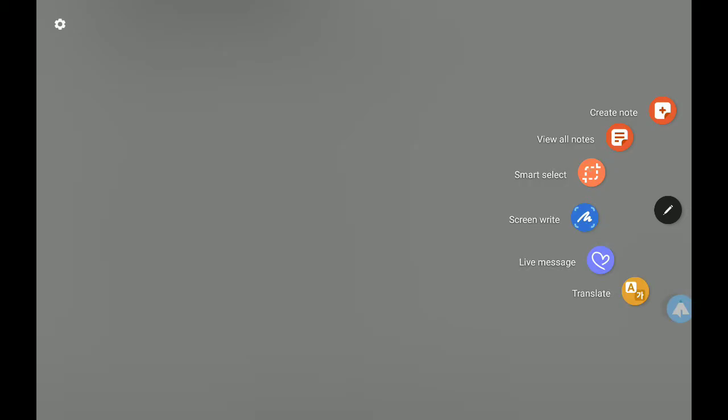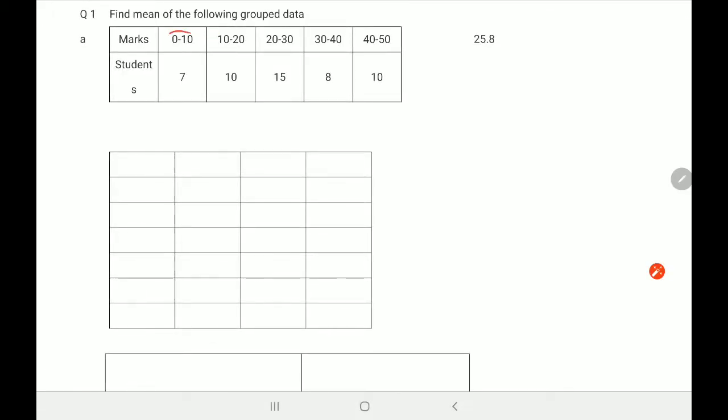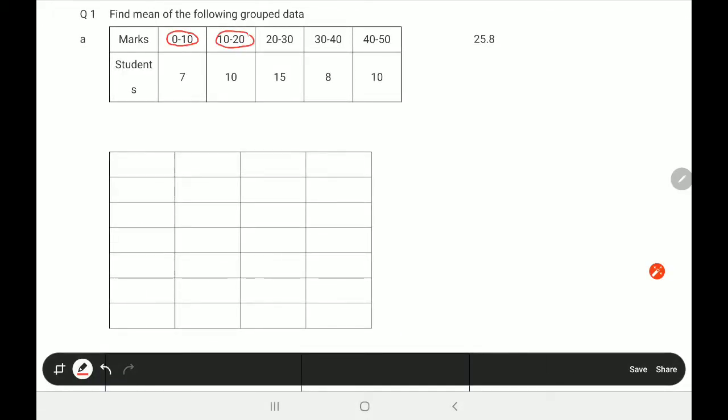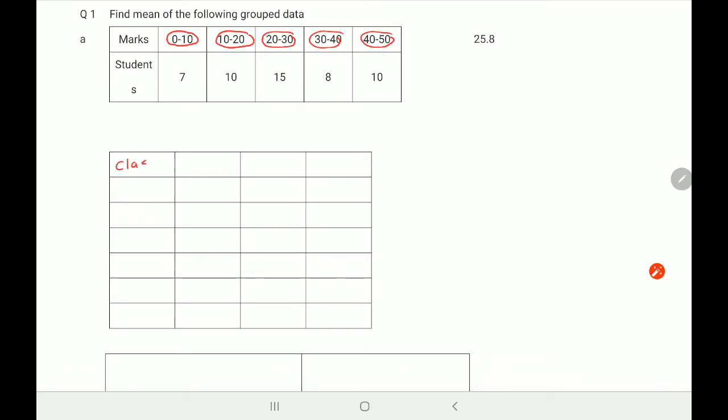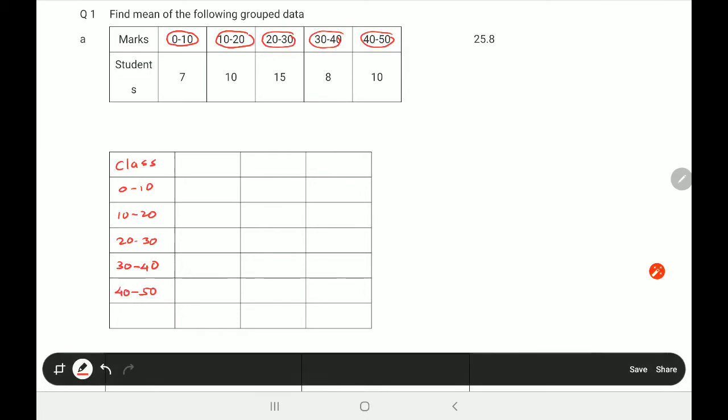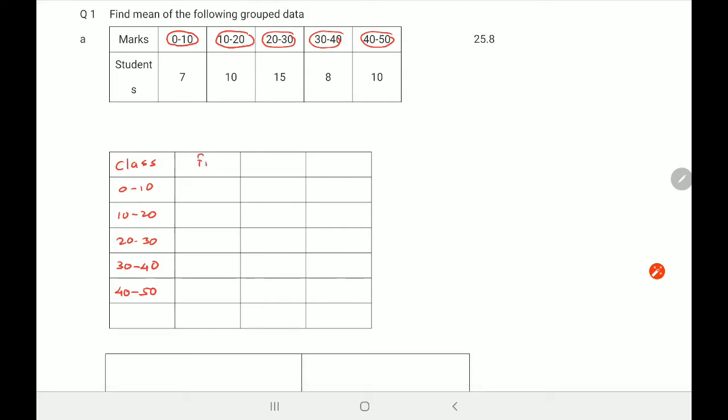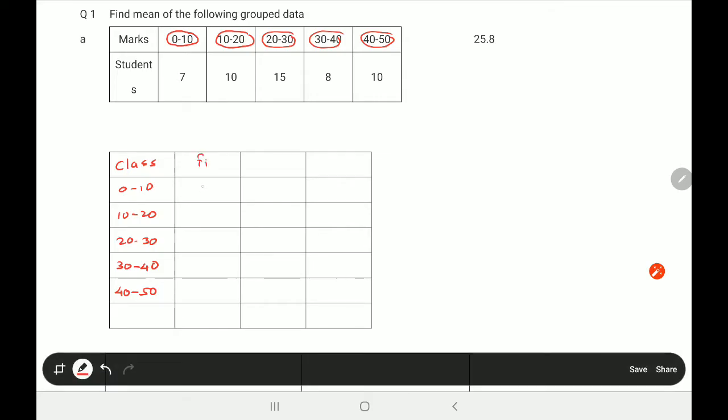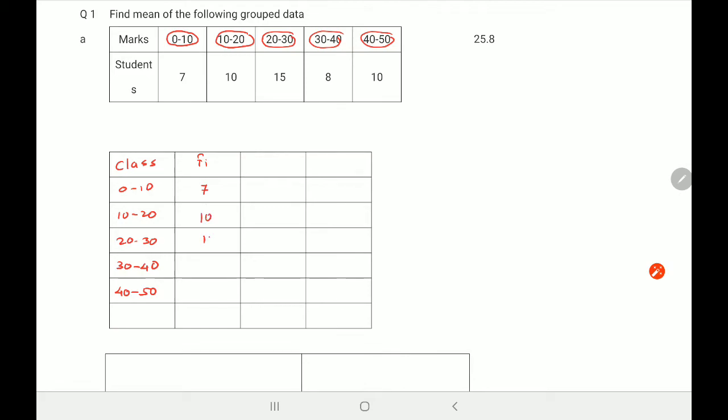ठीक है? These classes are grouped, you can check that. 0 to 10, 10 to 20, 20 to 30 and all, right? So I'll just write here classes. Classes 0 to 10, 10 to 20, 20 to 30, 30 to 40 and 40 to 50. Then we'll write fi, as we all know. fi in the sense of frequency, that is 7, 10, 15, 8 and 10.